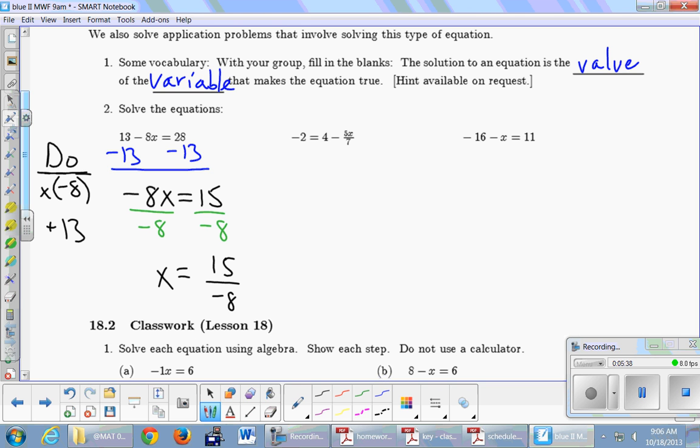Okay, moving on to the second one. -2 equals 4 minus 5x over 7. We have a 4, we have a negative, we have a 5, and a 7. What needs to move first? Let's move that 4. We'll subtract 4 both sides.